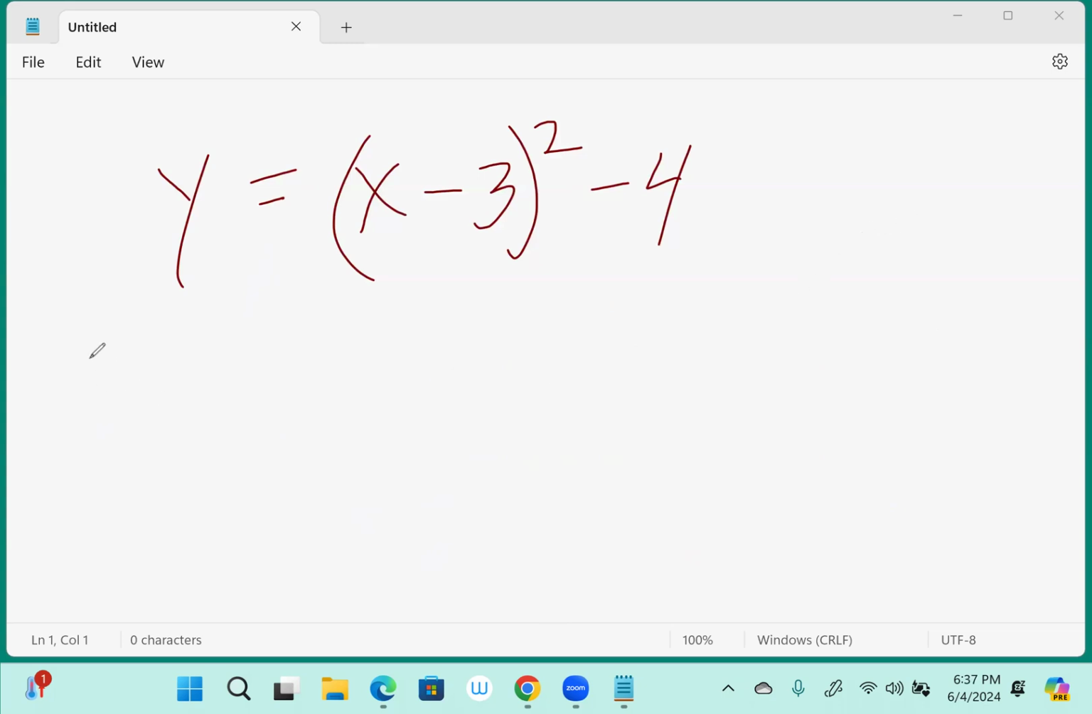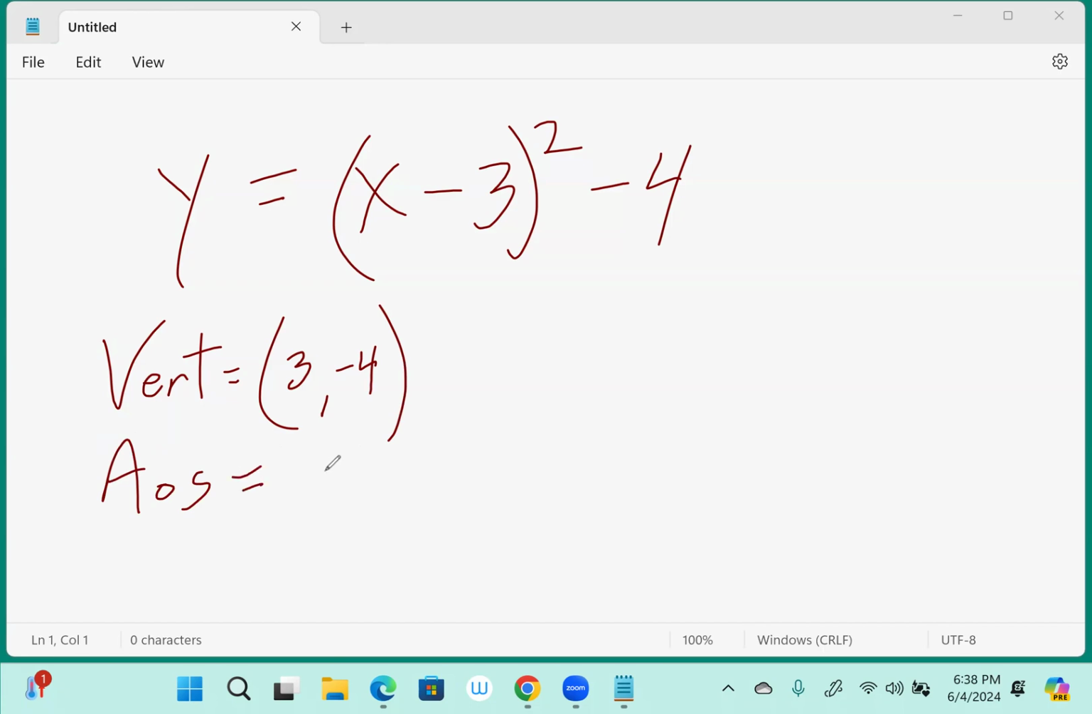So where's the vertex? The vertex is going to be 3, -4. Where's the axis of symmetry? It's the vertical line, actually positive 3. Remember, x minus h. So it's whatever this is, but it's not a point. It's an equation of a line. So it's x equals 3. That's the axis of symmetry.